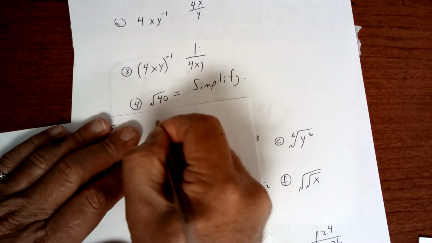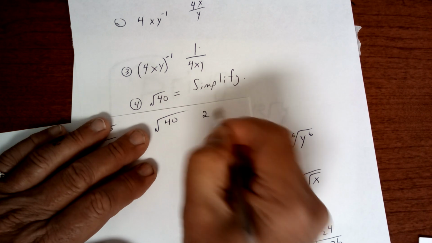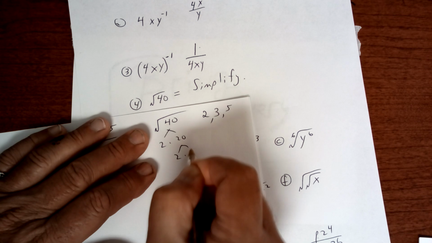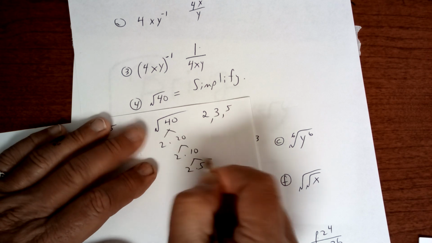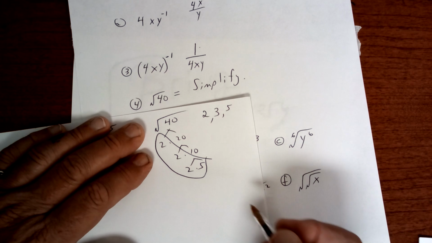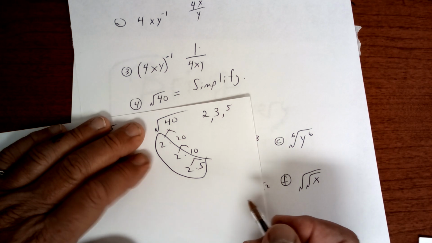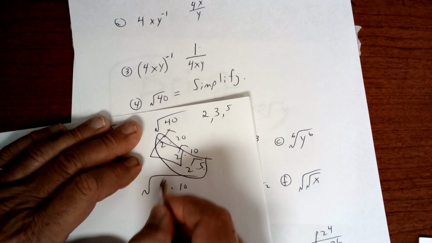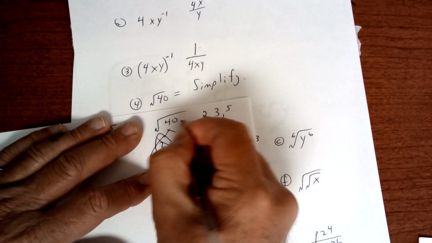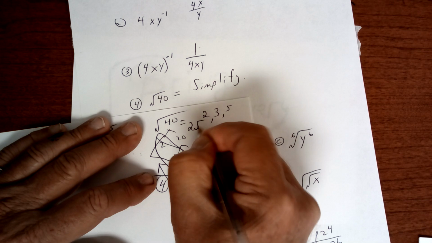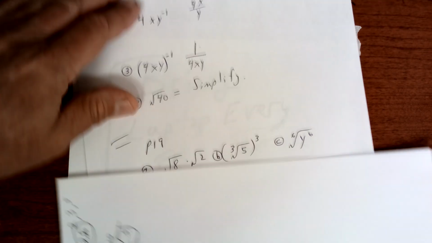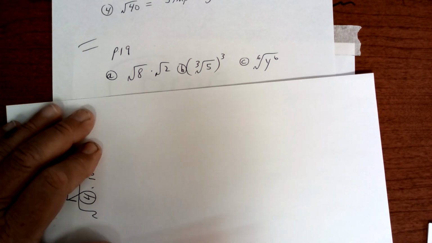Okay? Square root of 40. Well, remember I told you, you break it up with 2's, 3's, and 5's. So 2 times 20, 2 times 10, 2 times 5. That's called prime factorization. So you need 2 of a kind. That gives you 4 times 10. The square root of 4 is 2. So it's going to be 2 square root of 10. And that's how you do that. Make sure you understand. That's called extracting perfect roots. Copy these down. We're starting a new part here.